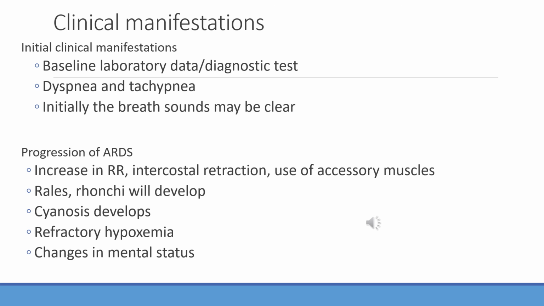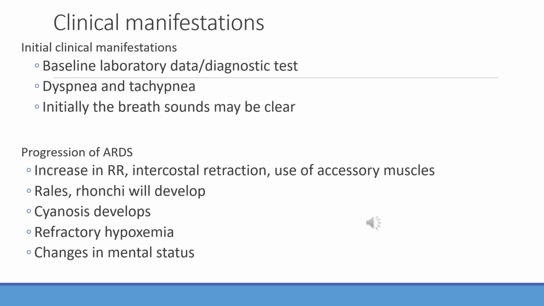Again, initial clinical manifestations of ARDS will typically develop a full day or two following that initial insult. So we do need to rely on these baseline laboratory data as well as diagnostic tests. Initially, the breath sounds may be clear, but remember, the reason they are clear is because it's interstitial edema and not fluid in the lungs at first, okay? Laboratory data results will be consistent with the presenting illness, with the exception of a direct pulmonary illness. A chest x-ray will often show the lungs to be clear of infiltrates and ABG values may be within the normal range, so don't let that confuse you.